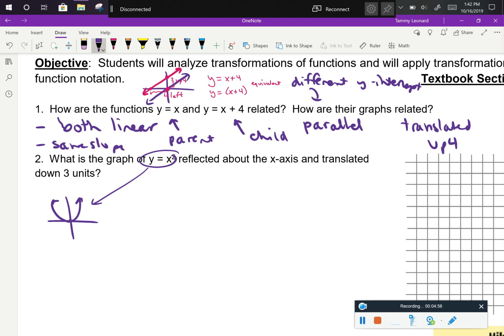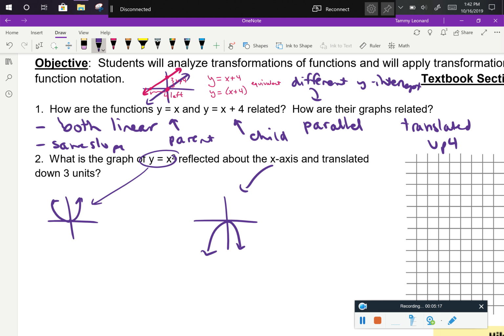So if I reflect it about the x-axis, instead of using the word about, we can also use the word across. It's the same thing. So imagine taking that and reflecting it across the x-axis. Show me in the air, what would that look like? Yeah, so basically when we reflect about the x-axis, we're flipping upside down. It's now going to look like this.